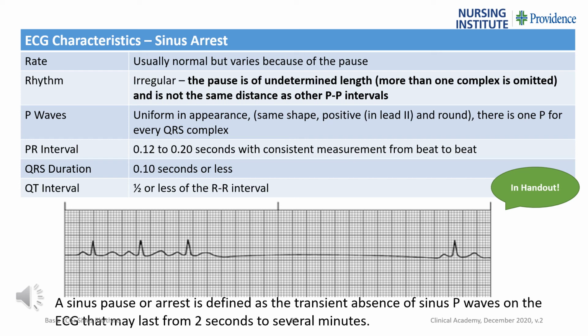P waves are uniform in appearance. They tend to be the same shape and positive, for example, in lead 2 and round, and there is one P wave for every QRS complex. You can see that the PR interval is consistent with measurement from beat to beat, and the QRS duration and the QT intervals are normal. In this strip, you see a sinus pause or rest, and it's defined by the transient absence of a sinus P wave on the ECG that may last from 2 seconds to several minutes.